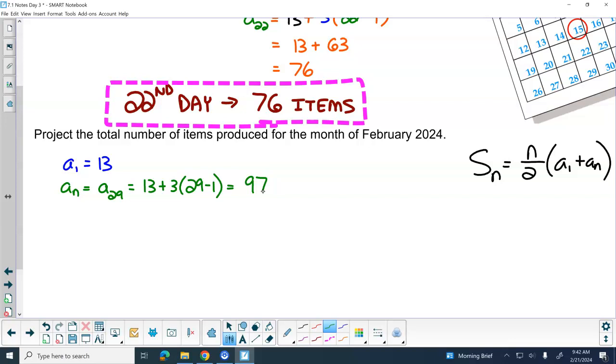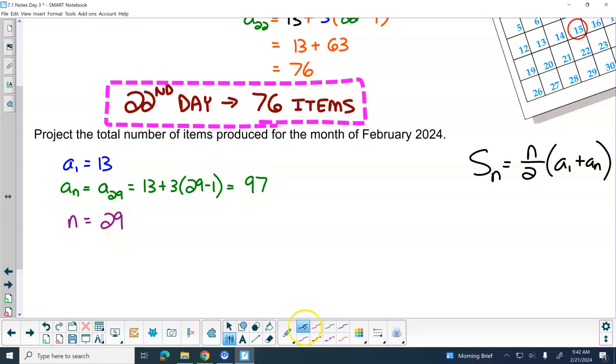They're looking at me funny. Did I do it wrong? Well, because we have to find how many items we produced on the last day, right? Which is the 29th day. We only found the 22nd day in the problem beforehand. Remember, we just had that conversation about how many days were in February of 2024? It's not 22. So then there are 29 days in February.